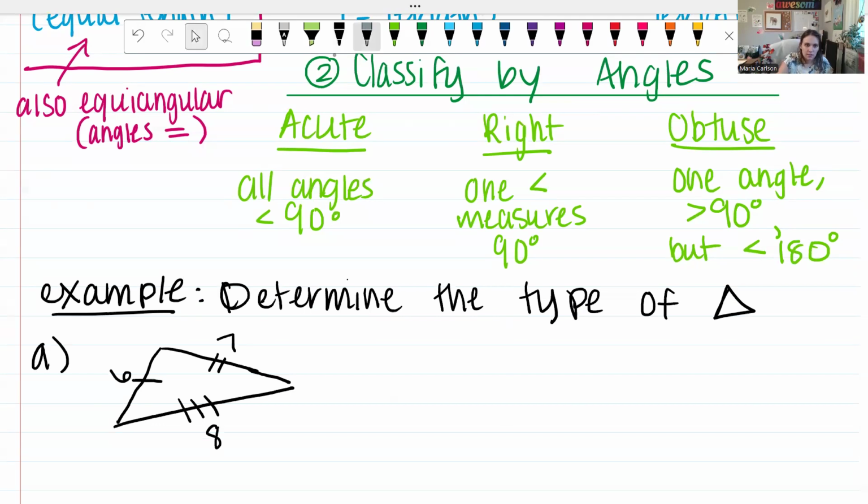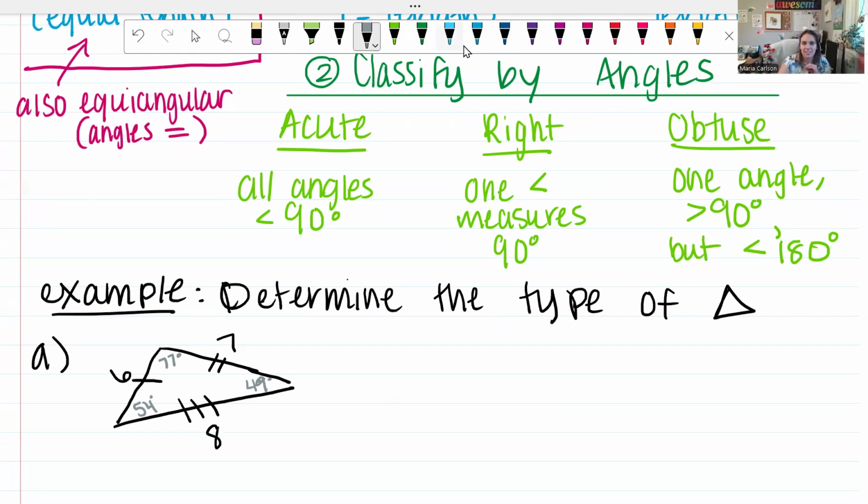This angle measure here is 77 degrees. This angle measure is 54 degrees. And this is 49. That doesn't add up. It has to equal 180. But we're just going to roll with it for the sake of this problem, even though I don't think this adds up to 180. I must have miscopied this problem.